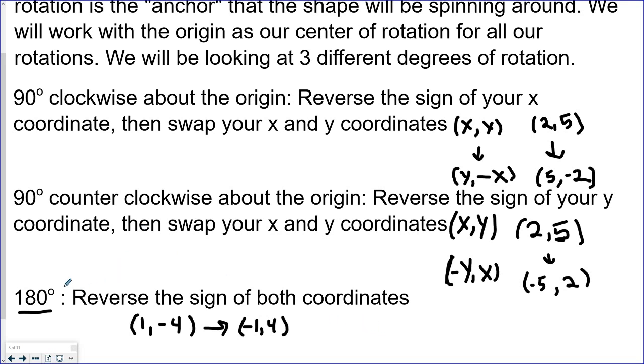And it doesn't matter whether you go clockwise or counterclockwise for 180 degrees, you're going to wind up at the same point. So that's why we don't have a clockwise or counterclockwise notation here.